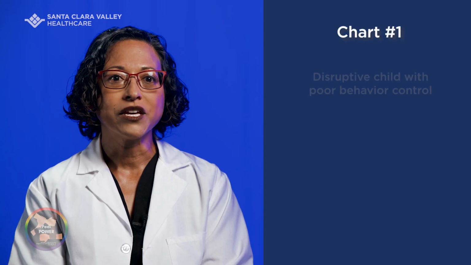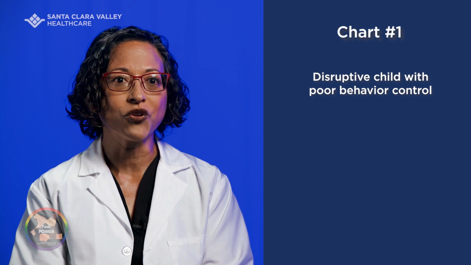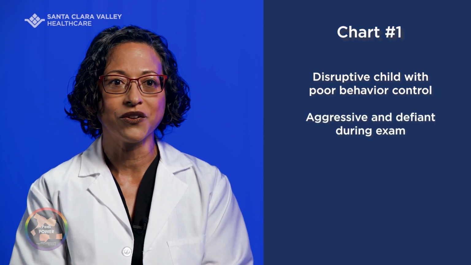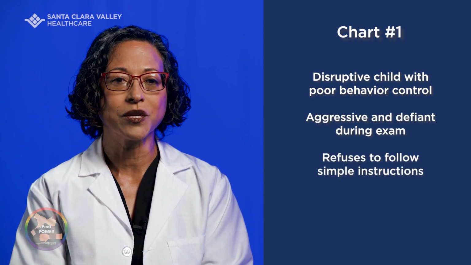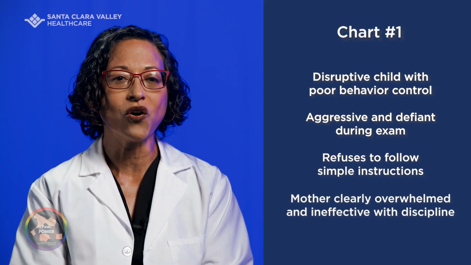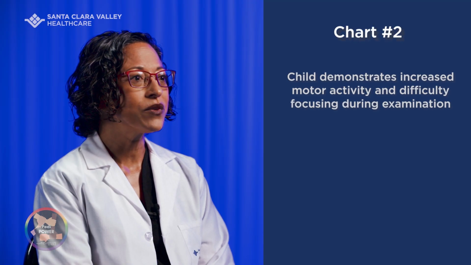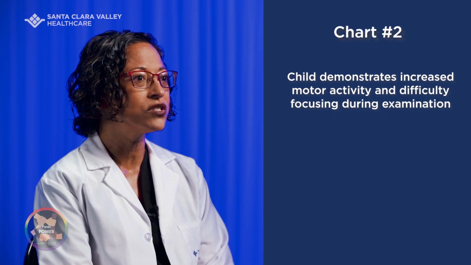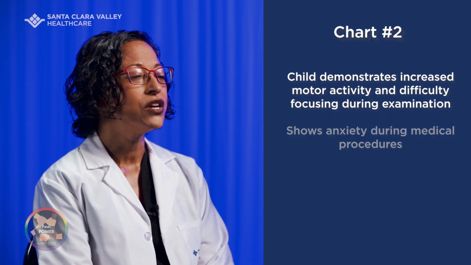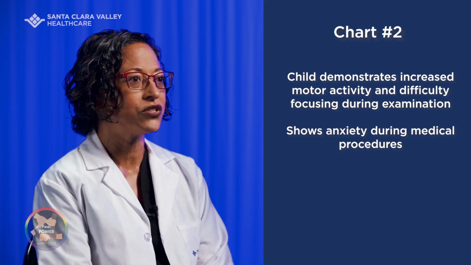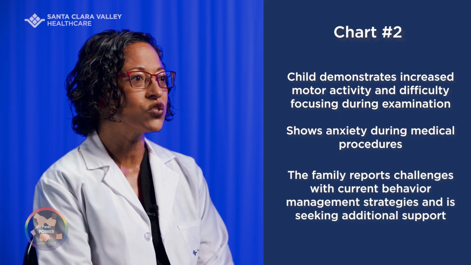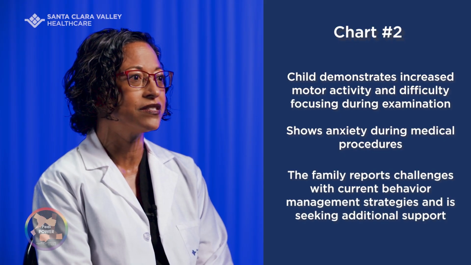Chart 1 reads, disruptive child with poor behavior control, aggressive and defiant during exam, refuses to follow simple instructions, mother clearly overwhelmed and ineffective with discipline. Chart 2 reads, child demonstrates increased motor activity and difficulty focusing during examination, shows anxiety during medical procedures. The family reports challenges with current behavior management strategies and is seeking additional support. Same child, same behaviors, dramatically different documentation.